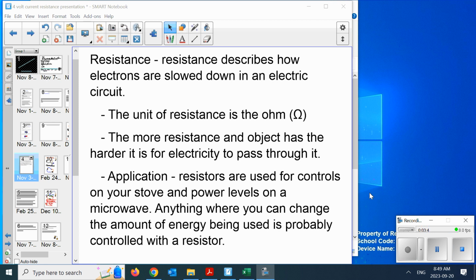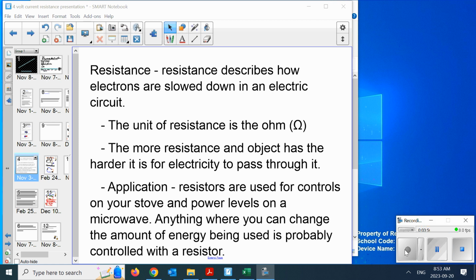Probably to do with resistance, because you might be wondering, why would you want to slow down the flow of electrons? That's a reason why. Any questions about just resistors in general?